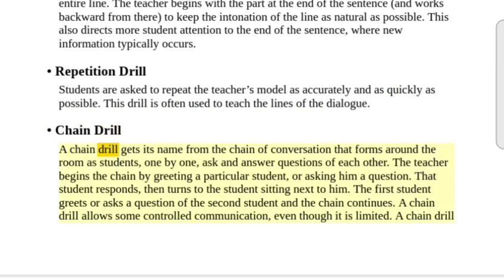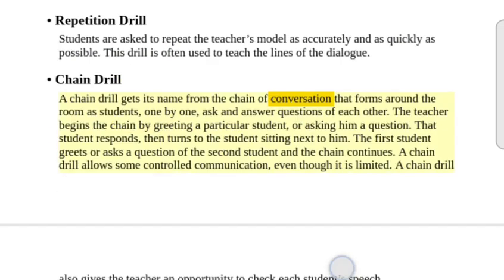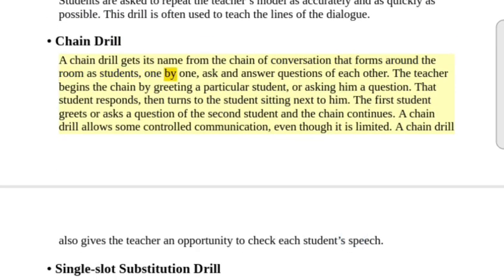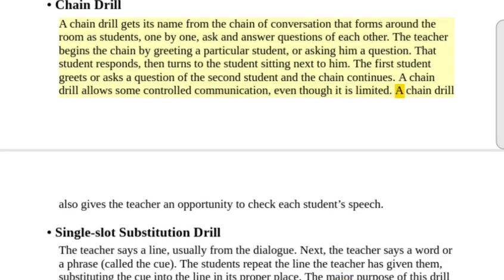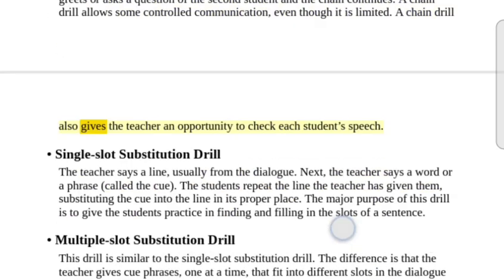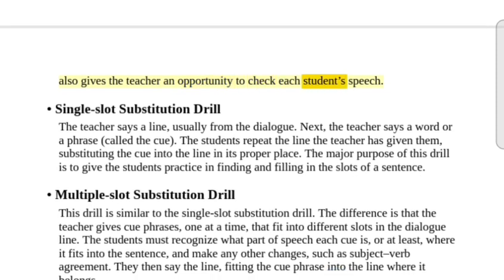Chain drill. A chain drill gets its name from the chain of conversation that forms around the room as students, one by one, ask and answer questions of each other. The teacher begins the chain by greeting a particular student, or asking him a question. That student responds, then turns to the student sitting next to him. The first student greets or asks a question of the second student and the chain continues. A chain drill allows some controlled communication, even though it is limited. A chain drill also gives the teacher an opportunity to check each student's speech.